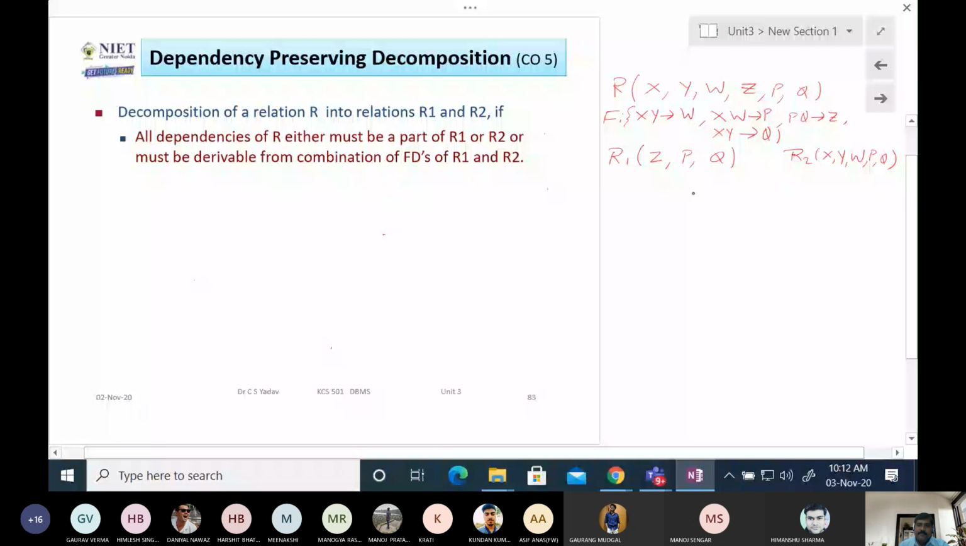So with the help of the Aho-Beeri-Ullman algorithm, we will do this. So what is the first step in this algorithm? Please let me know. What is the first step?